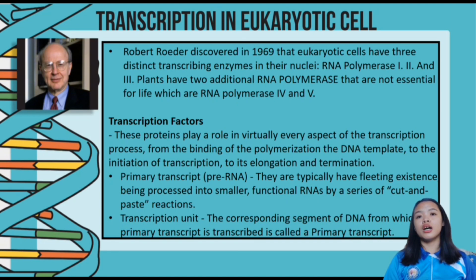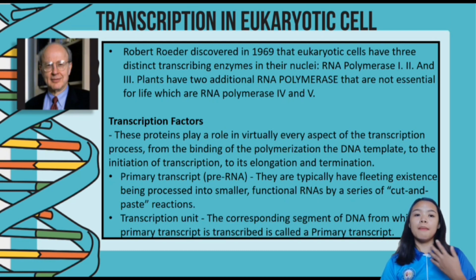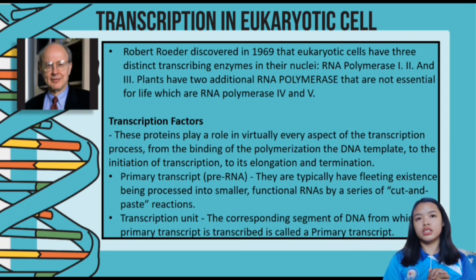So, there are transcription factors that help RNA polymerase, because they cannot see or detect the promoter. So, they need transcription factors. Like earlier, the prokaryotic cell, in order to transcribe the DNA, needs the sigma factor. Here, eukaryotic cells also need transcription factors in order to detect the promoter, so the initiation process can start.